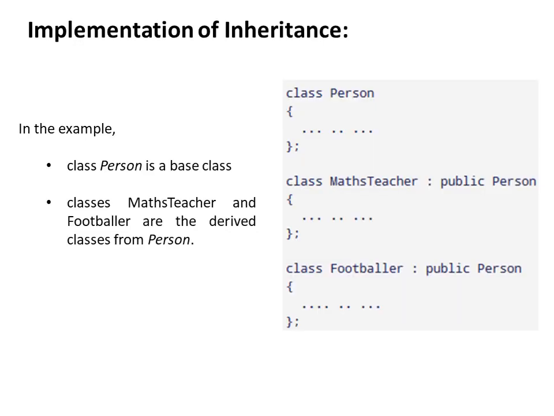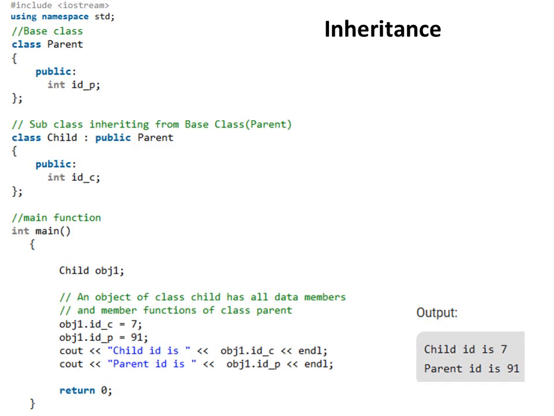Next we see how inheritance is implemented. In this example, class person is a base class and the classes math teacher and footballer are the derived classes from person. The derived class appears with the declaration of a class followed by a colon, keyword public and the name of the base class from which it is derived. Since math teacher and footballer are derived from person, all the data members and member functions of the person can be accessible from them.